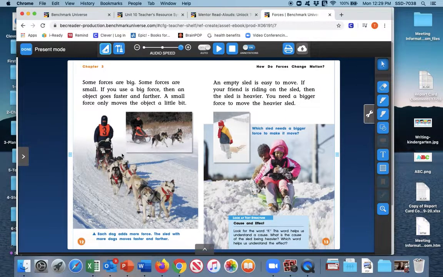Over here, we have two more opposites. I'm going to go ahead and read this and see if you can find what they are. Some forces are big. Some forces are small. If you use a big force, then an object goes faster and farther. A small force can only move the objects a little bit.